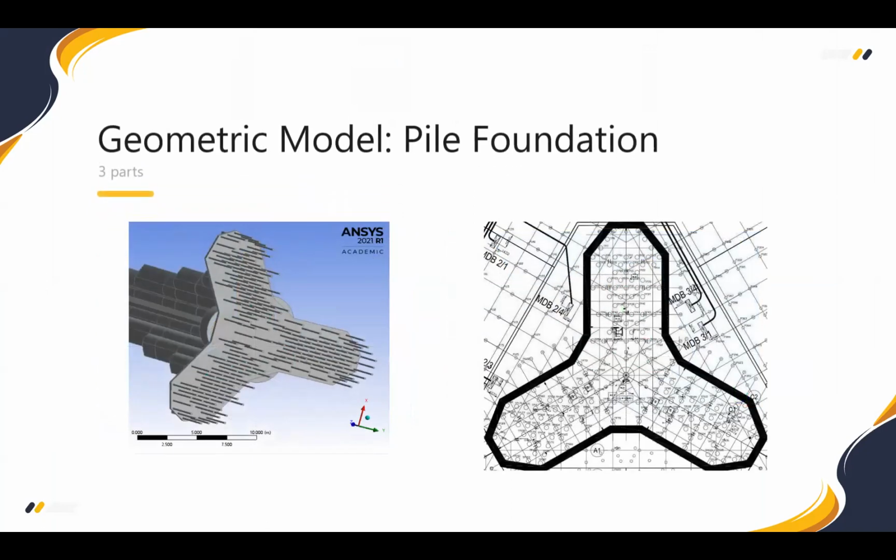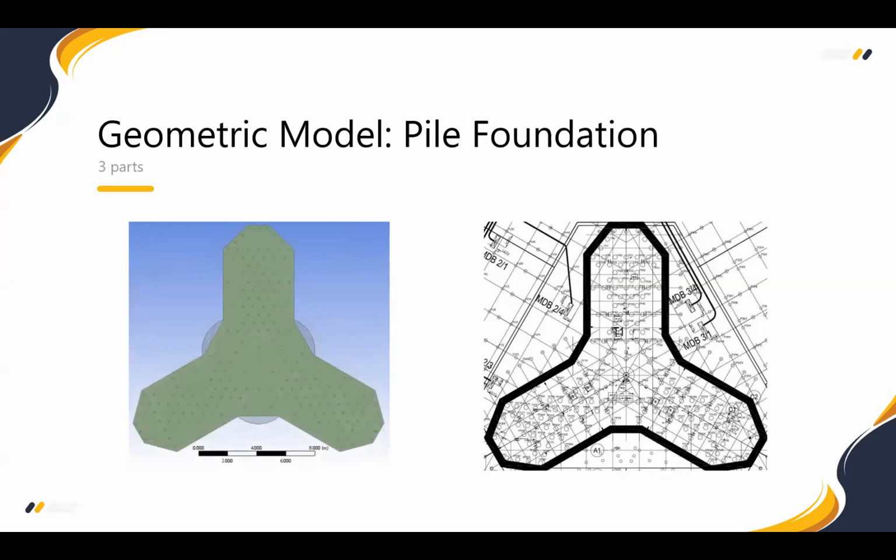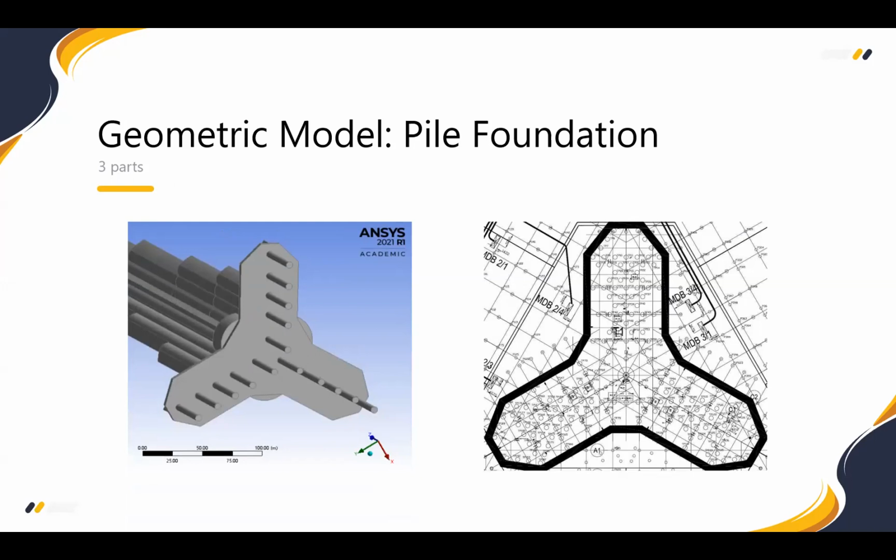And the next part is pile foundation. Our initial pile foundation refers to the official foundation plan, and there are 192 piles on it. Each pile is about 47.25 meters long. However, this initial pile foundation is too complicated, and the number of meshes on it exceeded the numerical limitation of ANSYS. So we have to simplify our pile foundation. We reduced the number of piles from 192 to 15, as shown here.